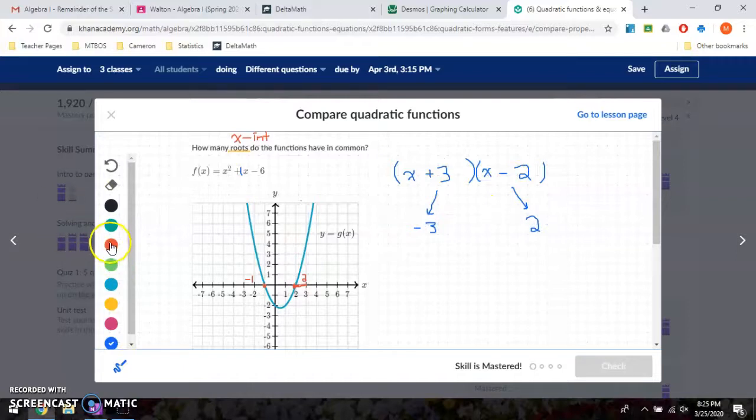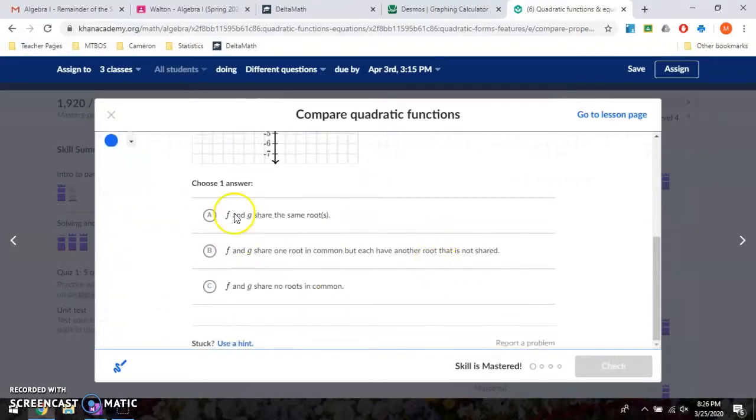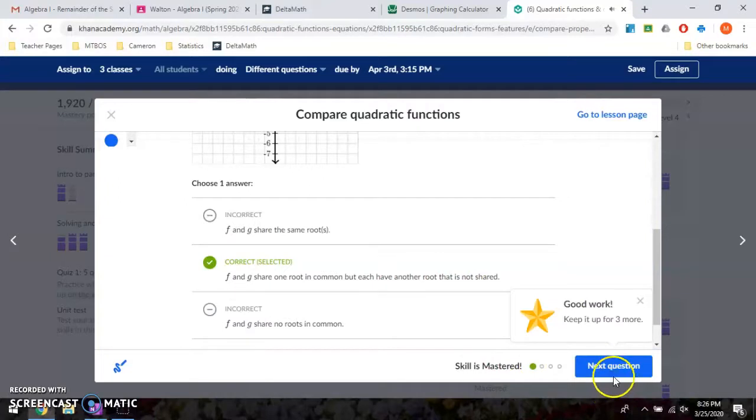All right, so let's compare what we have. For this function, our two x-intercepts are -1 and 2. For this function over here, our two x-intercepts are -3 and 2. Well, this one is a -1, this one's a -3. However, these do share a common root, a 2 and a 2. So when I go down, do f and g share the same roots? No, one of them is different. F and g share one root in common, but have another one that is not shared. That's my choice. And check.